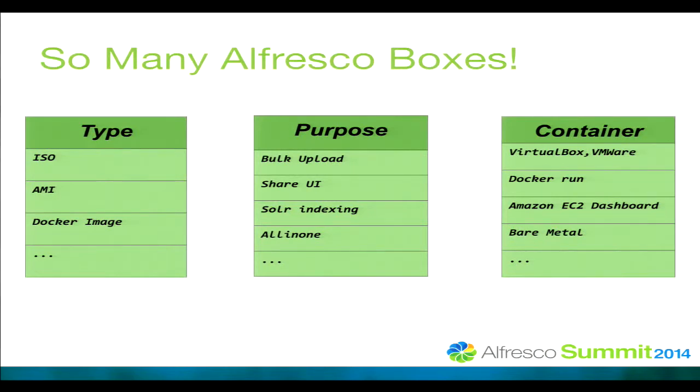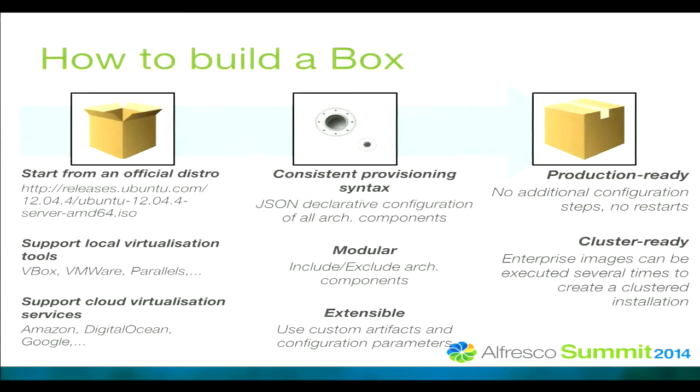So what is a box anyway, an Alfresco box anyway? There are different attributes, different components of a box, depending on the type of the box that you want to deliver, depending on the container where it runs, and actually these two characteristics are well connected. And the purpose, I mean, you may want to have one box for bulk uploading, another box for share, another box for an all-in-one installation. It really depends on your architecture, on your choice.